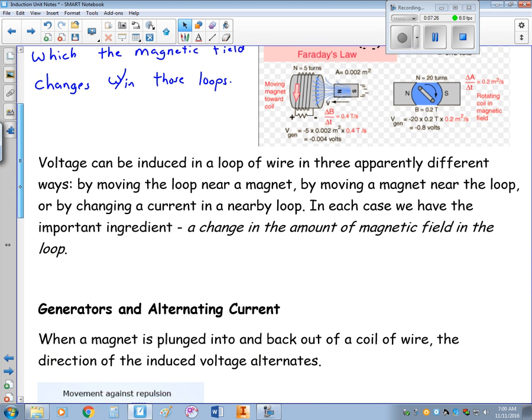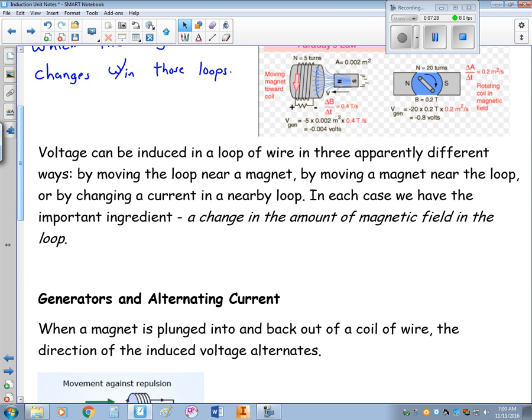So then voltage can be induced in a loop of wire in three apparently different ways. First, by moving the loop near a magnet. Second, by moving a magnet near the loop. Or third, by changing a current in a nearby loop.